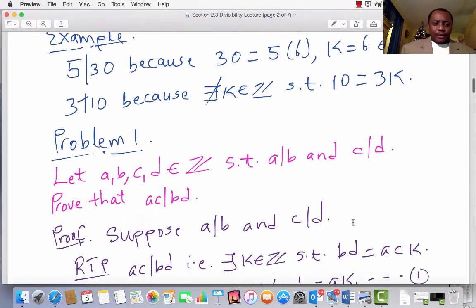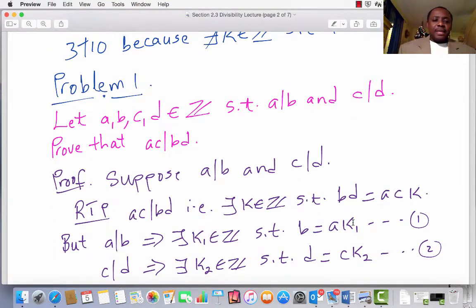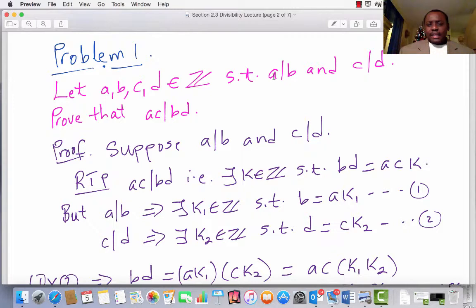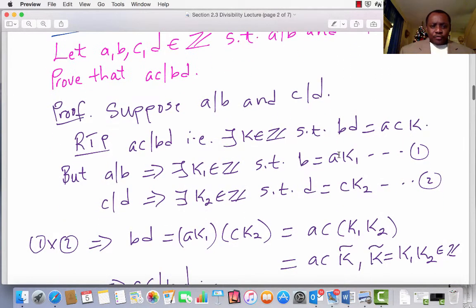Problem number 1. Let A, B, C, and D be integers such that A divides B and C divides D. Prove that A times C divides B times D. The whole idea of giving you this example is to show you how we articulate proofs under divisibility. Now, I'm told that A divides B and C divides D. So, proof. Suppose A divides B and C divides D.